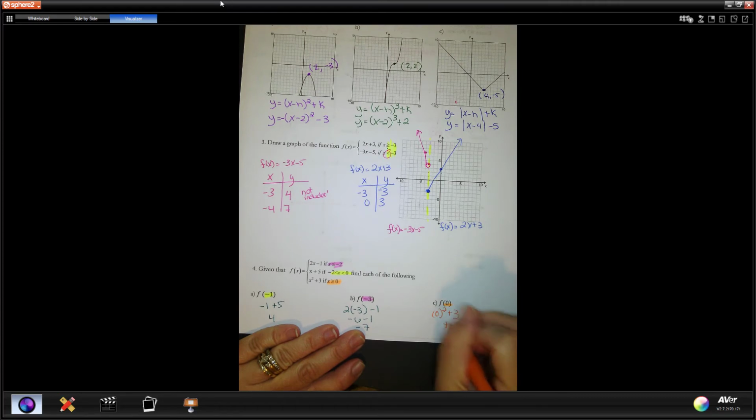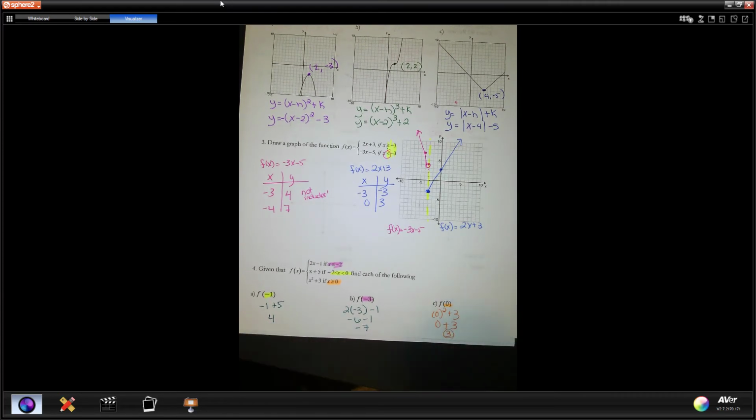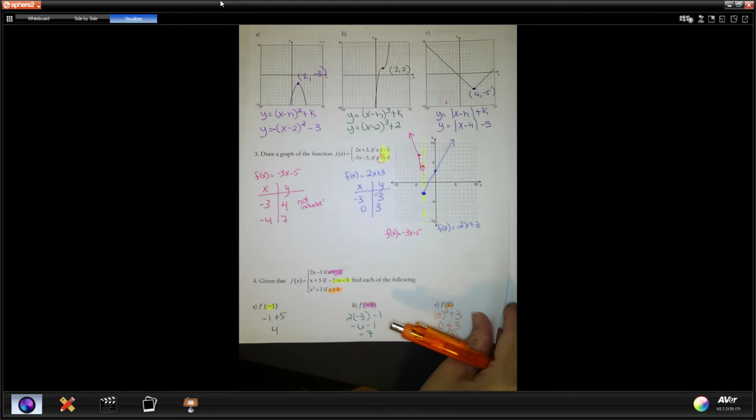So that is 0 plus 3. So our answer is 3. So that would kind of be our piecewise functions that we did. The next thing we were looking at in this unit, lots of things kind of jam-packed, is to determine whether each equation below defines y as a function of x.